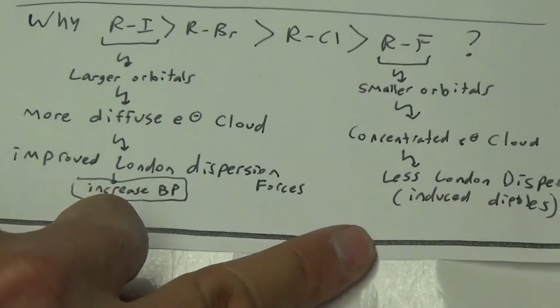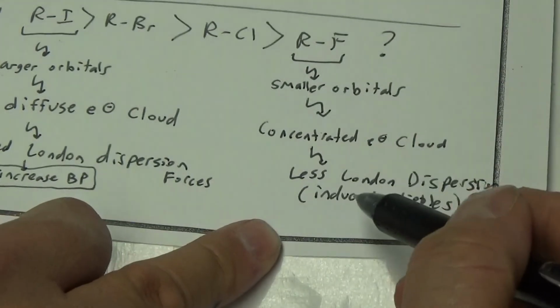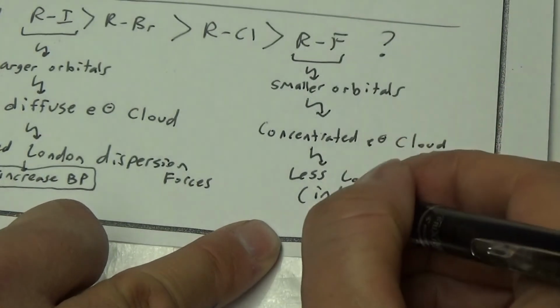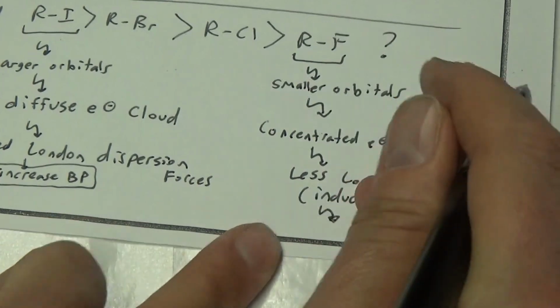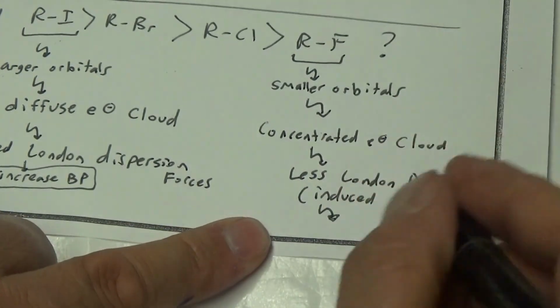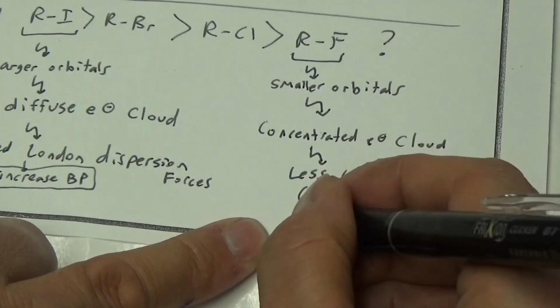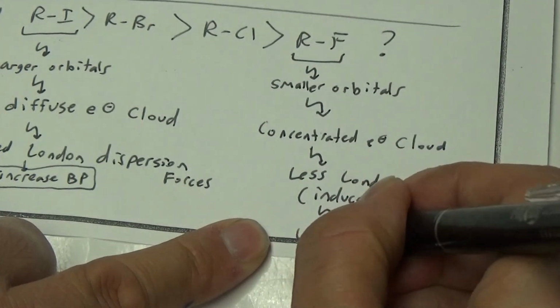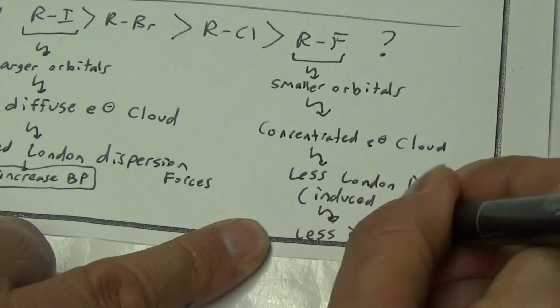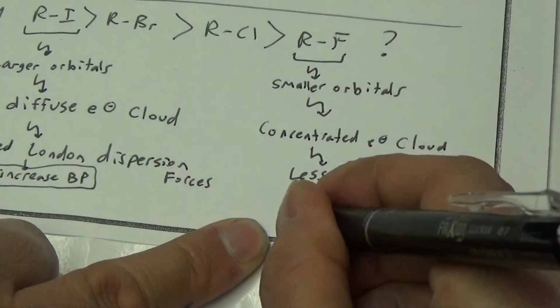And fluorides have less of the London dispersion interactions. And what does that mean in terms of its boiling point? Not less, increased boiling point. Okay?